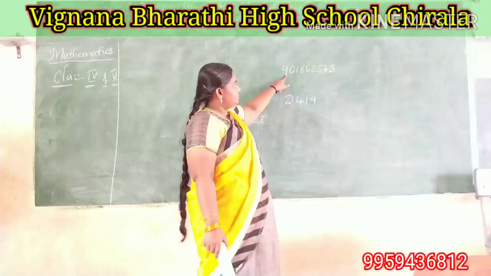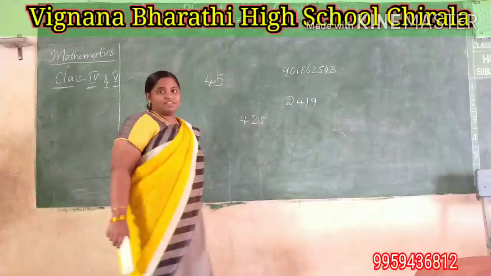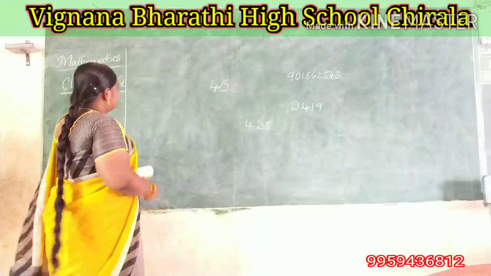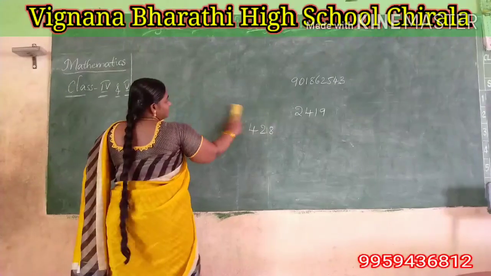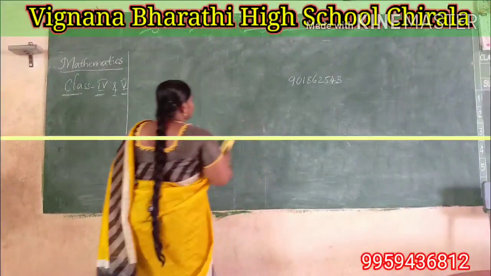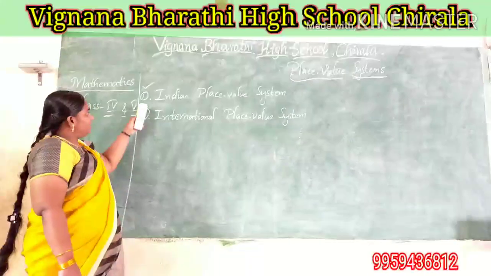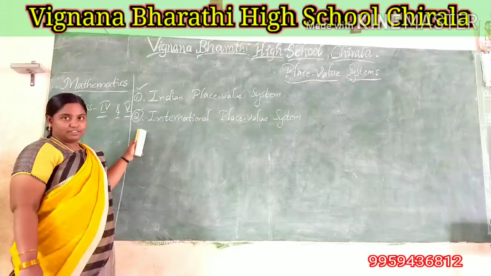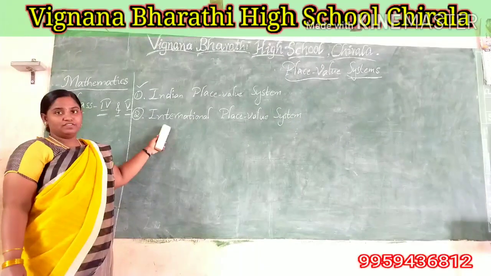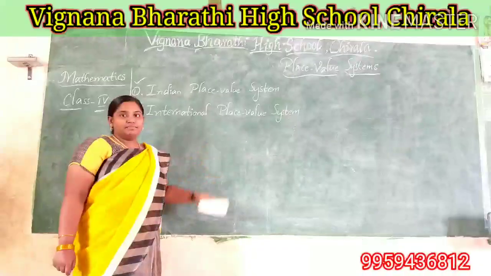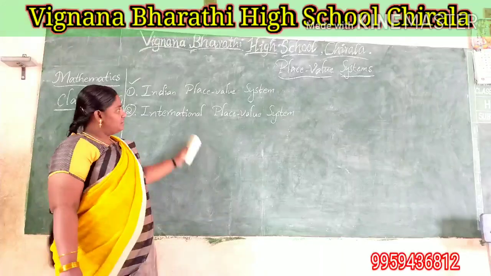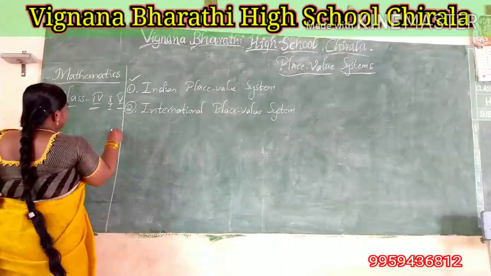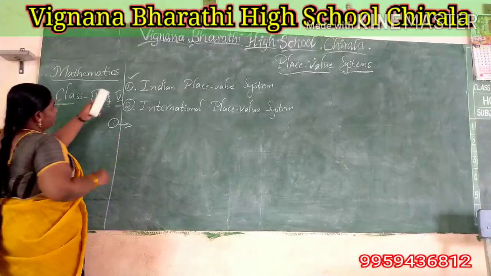In such cases, we use two methods to read such numbers and we use two systems to recognize such numbers. What are those systems? One is the Indian place value system and another one is the international place value system. What is the use of these place value systems? Just to recognize the numbers containing more digits. So now we are discussing place value systems. First one, the Indian place value system.